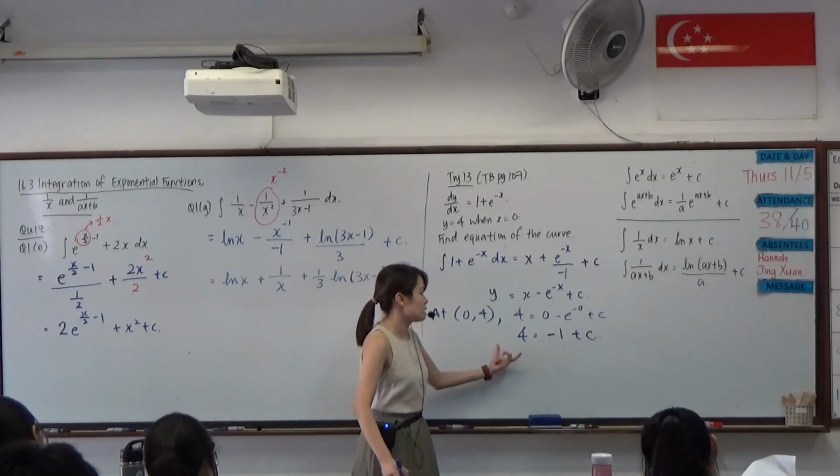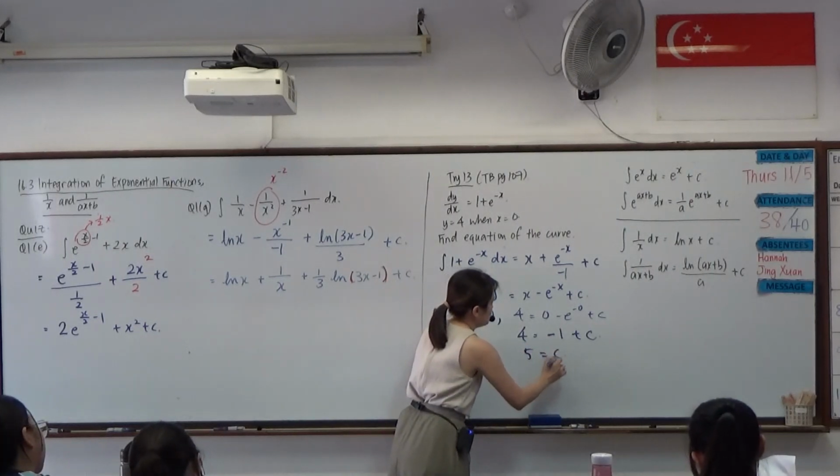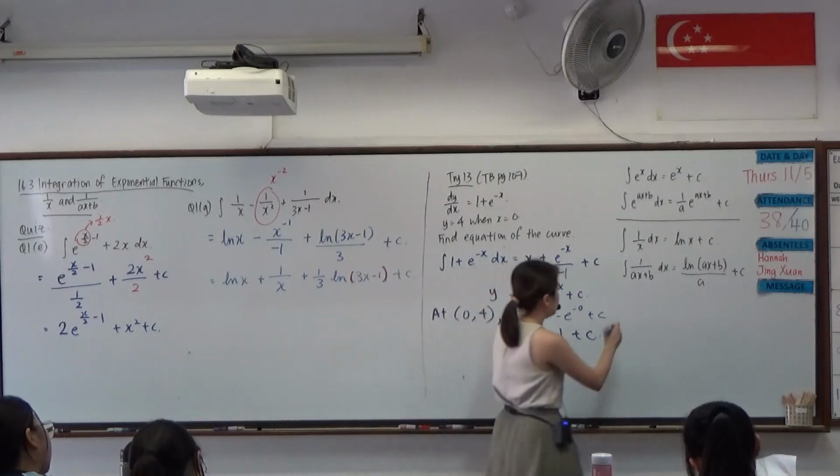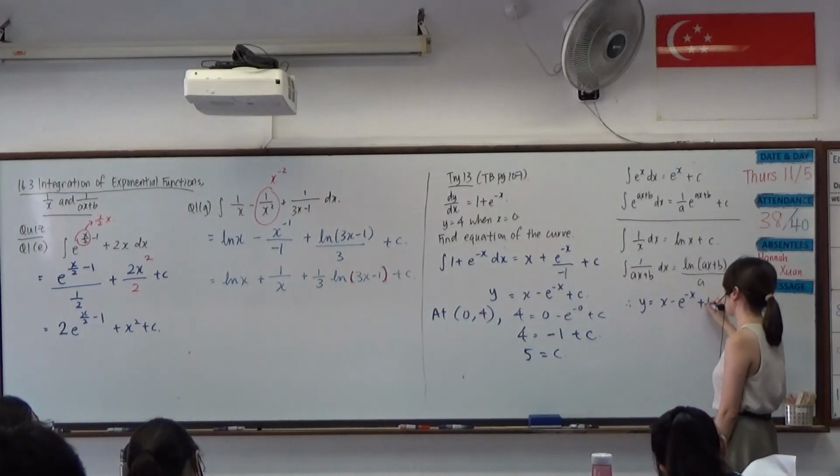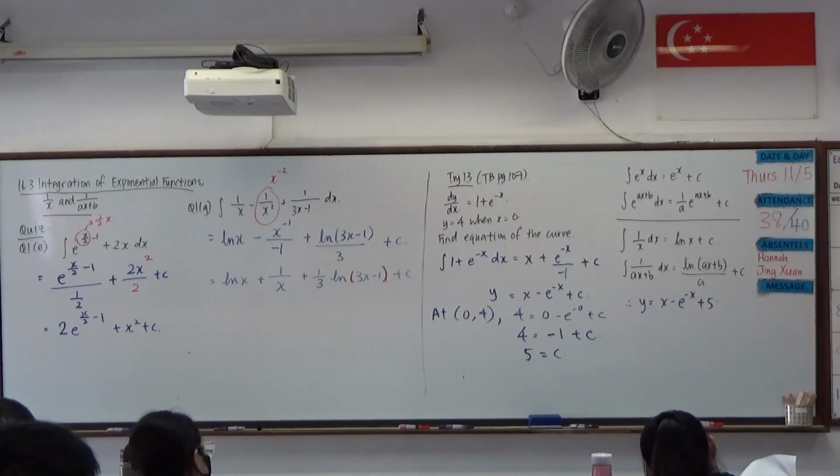And then the minus 1 bring over, we get 5. So c equals 5. And therefore, the equation of the curve is y equals x minus e to the power negative x plus 5.